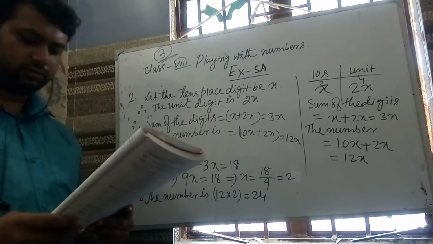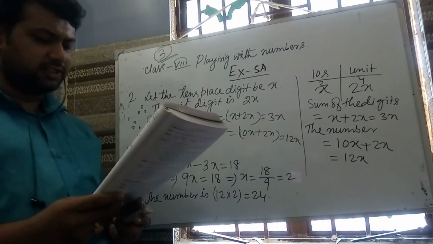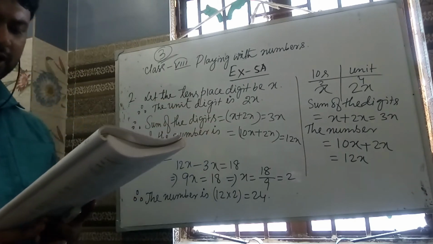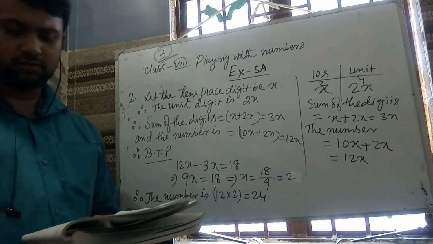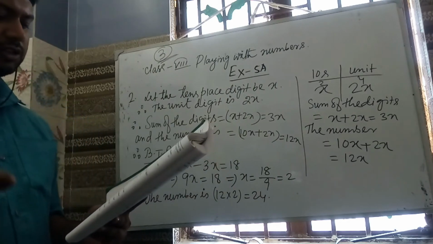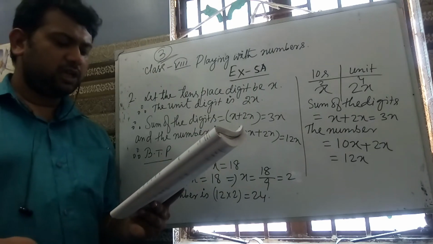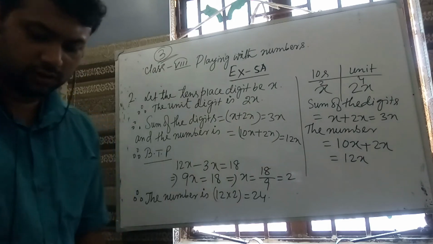Now, question number 4. The sum of the digits of a 2-digit number is 15. The sum of the digits of a 2-digit number is 15. What does it mean?